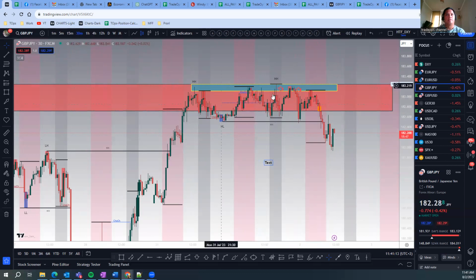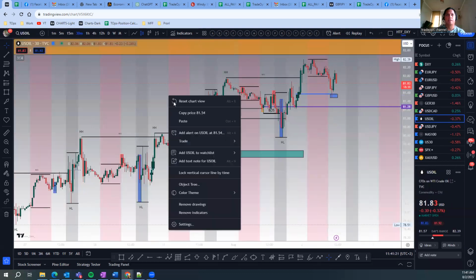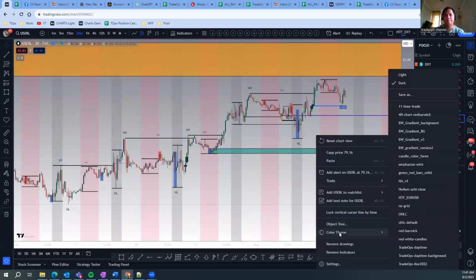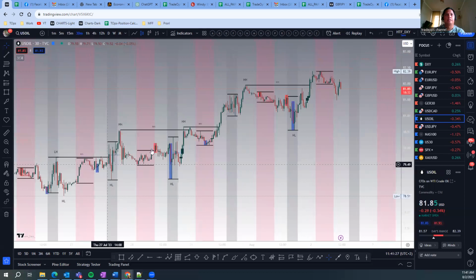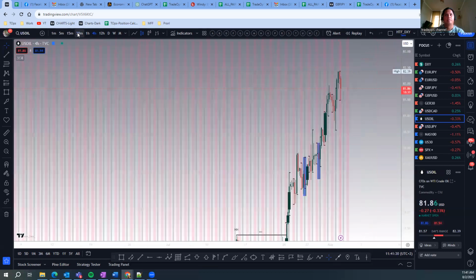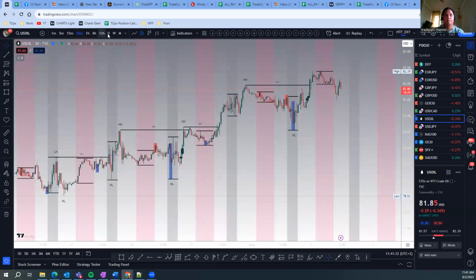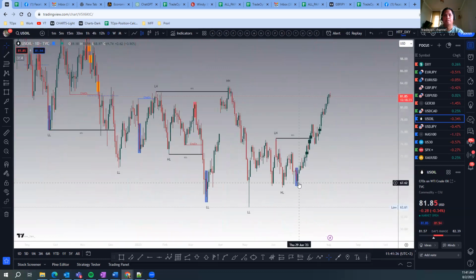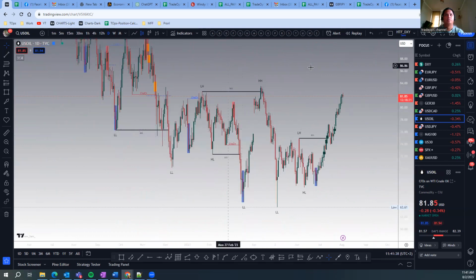So yeah, this is my strategy. So let's look at some other pairs. Let's check the US oil, and you will notice the same behavior. So we have here an uptrending chart. Oil has been bouncing off from a demand zone since June.